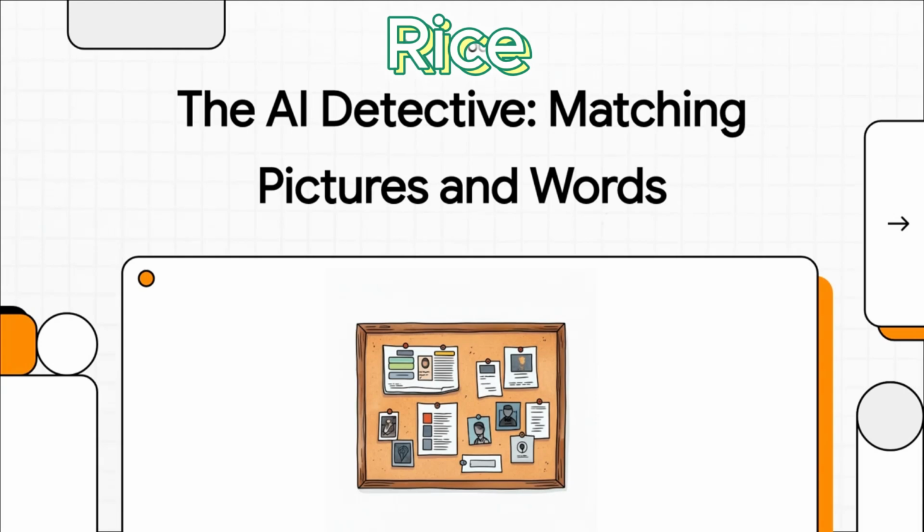Have you ever stopped to think about how an AI really knows if a sentence describes a picture? It seems simple, but it's actually a huge puzzle. Well, today, we're going to be the detectives on the case, figuring out how machines are learning to connect words and images. The investigation starts right now.